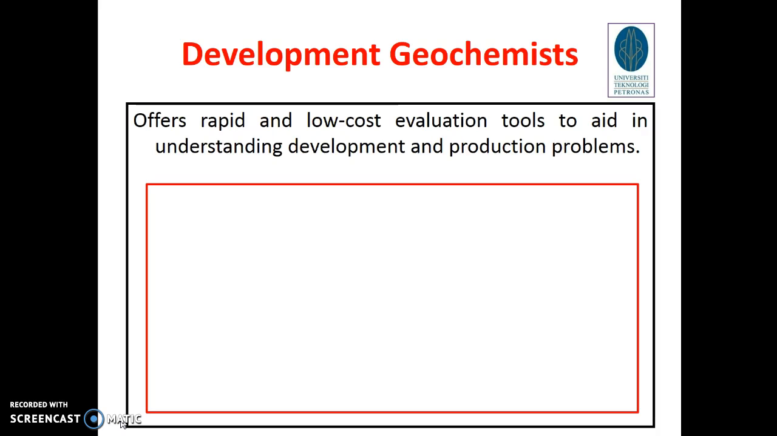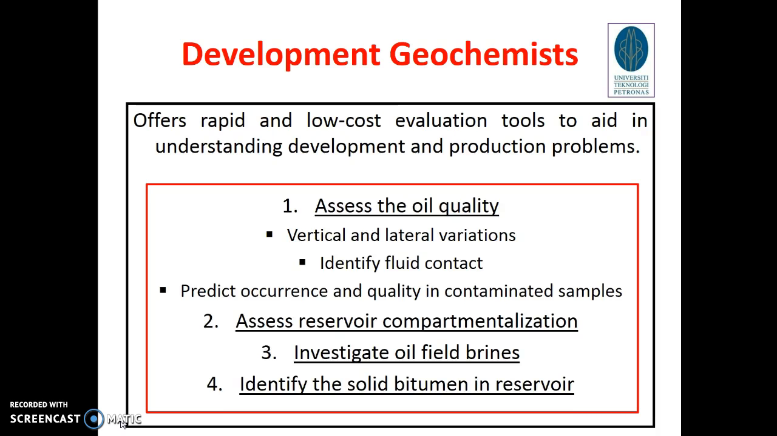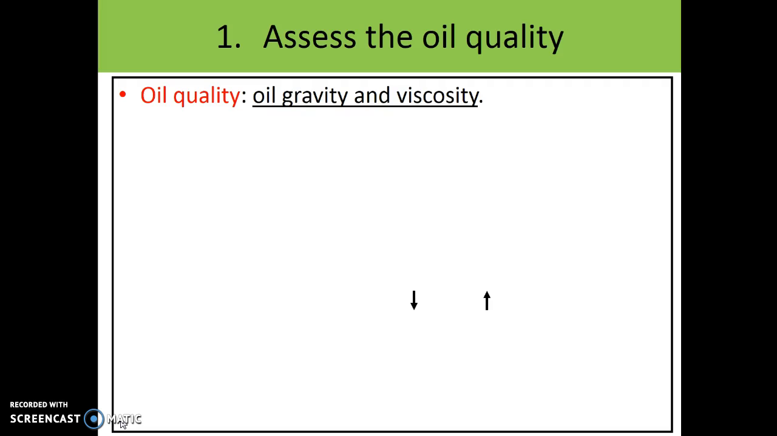So, in general, your scope of work would be assessing the oil quality. You need to determine the vertical and lateral variations, and next identify fluid content and predict oil quality in contaminated samples. And then you need to assess the reservoir compartmentalization, investigate oil field brine, and identify the solid bitumen in reservoir. So let's go through the details of the duties.